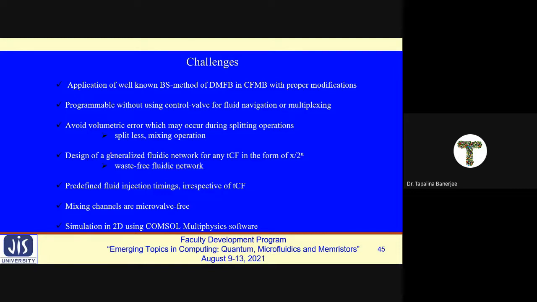Now, sample wastage is not acceptable because sample is very costly. So in the design of a generalized fluidic network for any target CF, we want to make it waste free also. Fine. Next one is fluid injection timing. We want to make it predefined, and this predefinition will be irrespective of the target CF. Mixing channels, we want to make them free of microvalves.